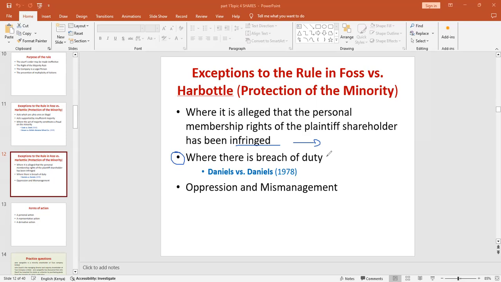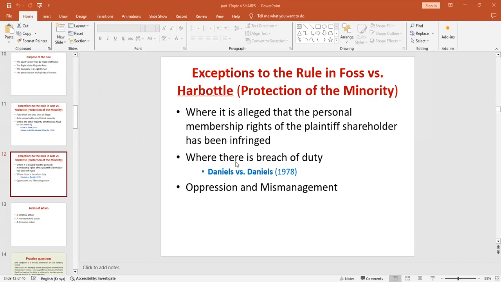So if the decision is a breach against the duties of directors, like they're keeping secret profit, they're not declaring profit, and they are passing decisions to support that, then you see that decision will not hold ground. If there is oppression or mismanagement of the company, again, those ones will not be allowed, even if you say we are the majority and we voted.